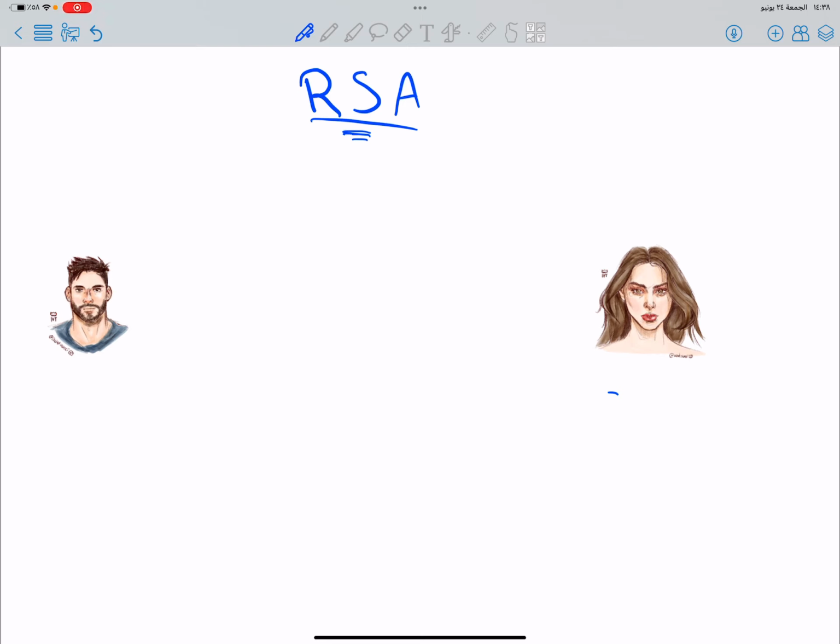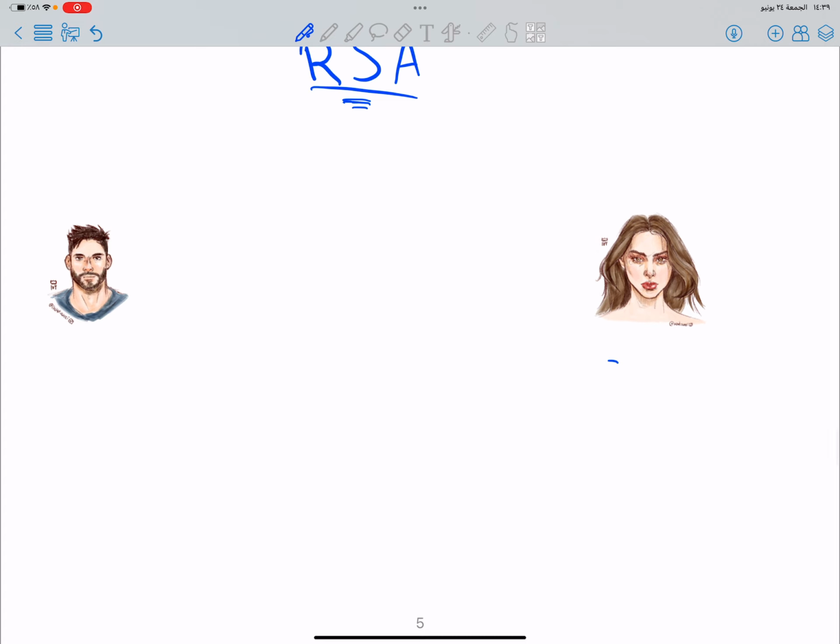Hello there, we will talk today about RSA, which is a cryptography algorithm. It's a very important algorithm in cybersecurity, and we should learn about this. I will begin to explain this with an example.